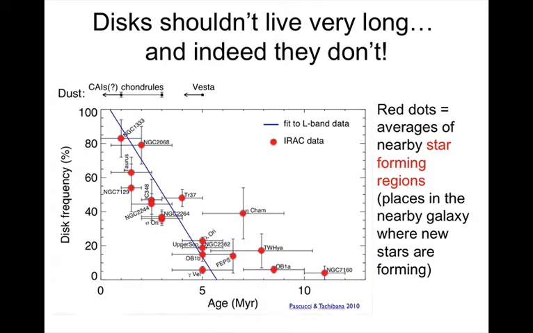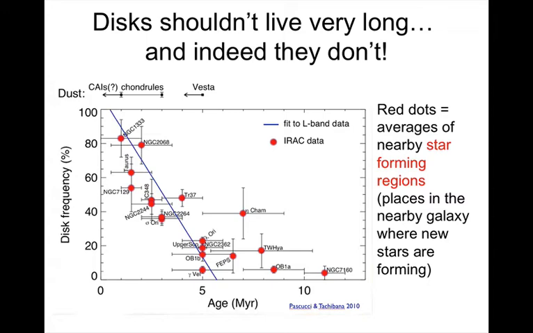So here's some evidence to support that idea. Disks don't live for a very long time. What you see here is a plot with age along the x-axis and disk frequency along the y-axis. This group that made this plot looked at every nearby star-forming region, and they counted up in these star-forming regions how many of the young stars in the region have disks around them. If it was 100%, it would lie at 100 on the y-axis. As you can see, as the age goes up, as these clusters get older and older, you get fewer and fewer disks around them.